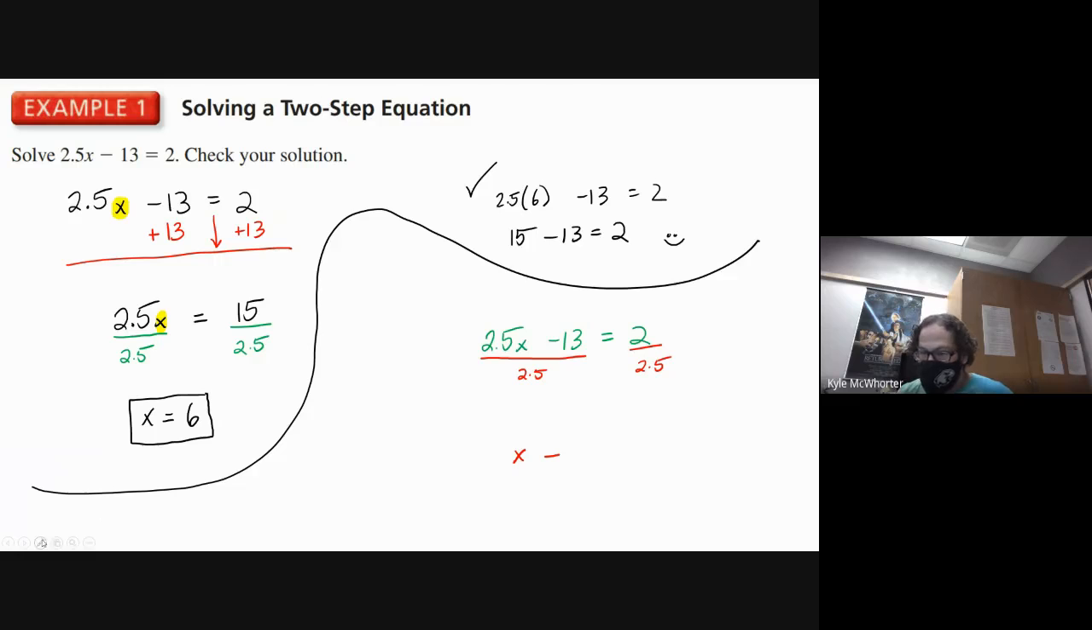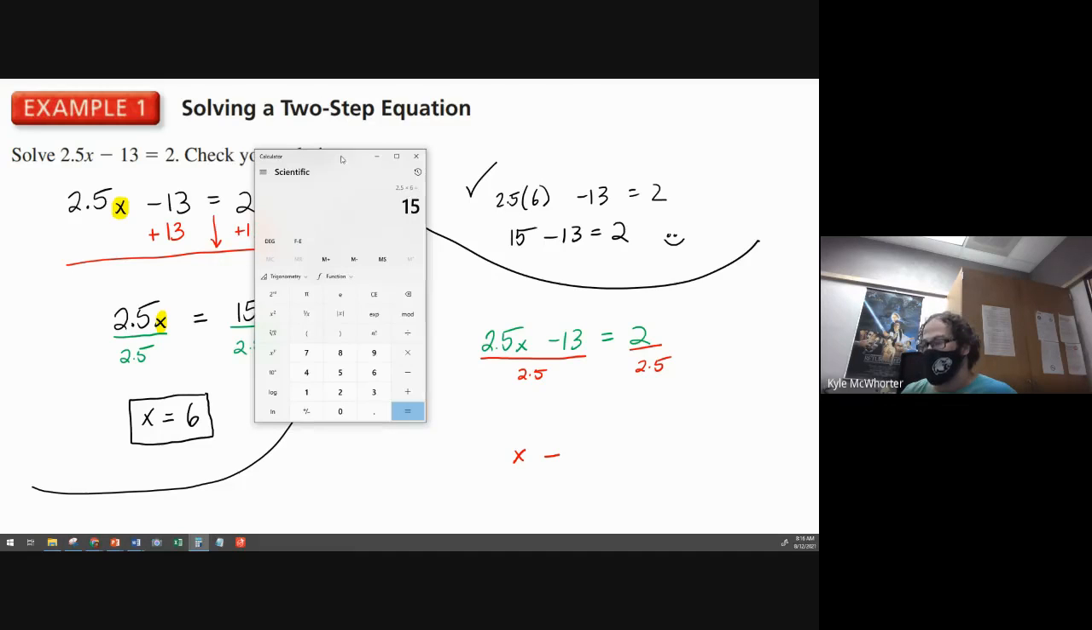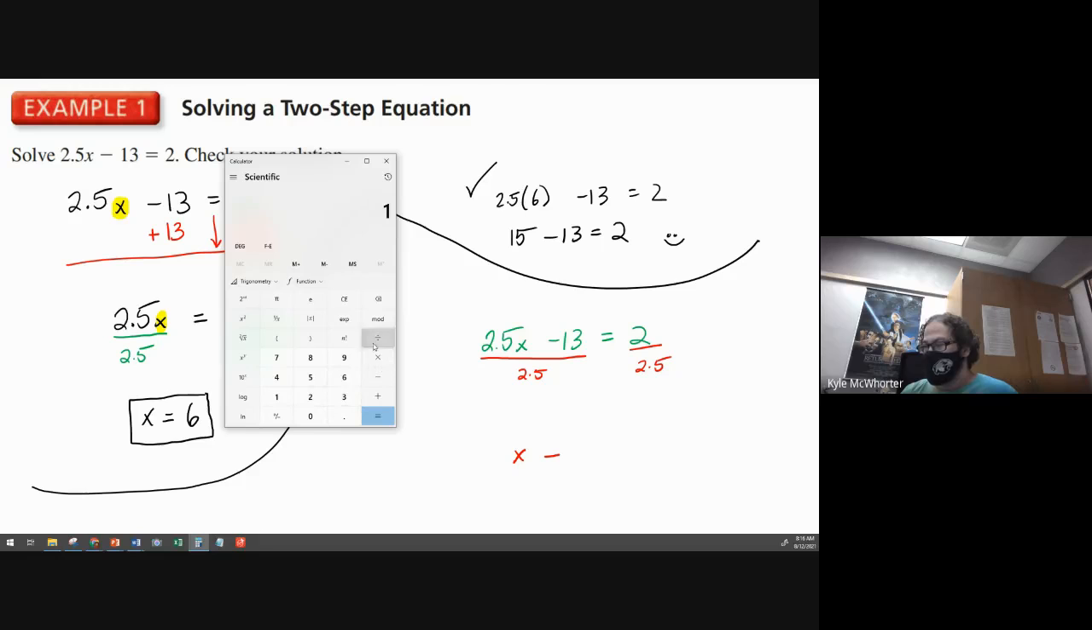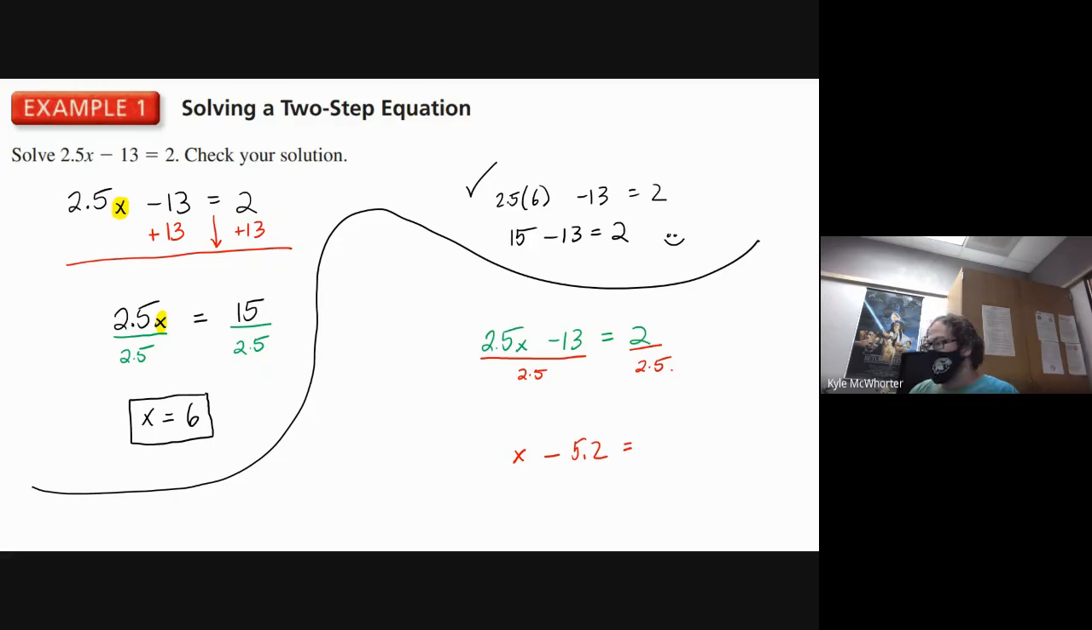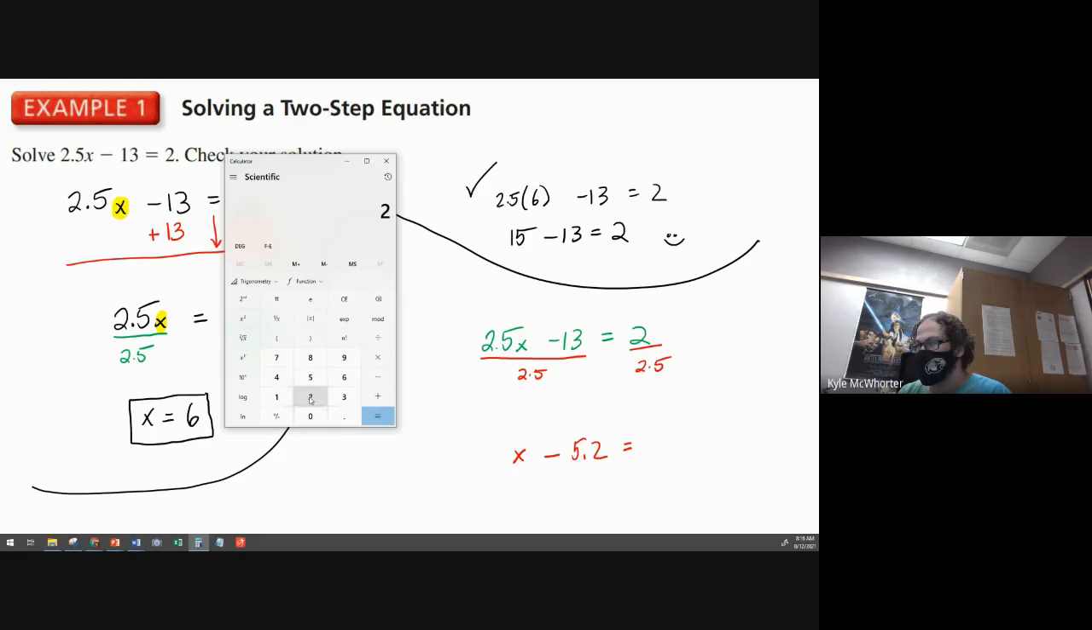So 13 divided by 2.5. Let's see how much harder it makes it when we do it backwards. 13 divided by 2.5, so that's 5.2. And then 2 divided by 2.5. See how this is more work? Because what really happens is you end up getting fractions over here a lot, or you get all these wacky decimals, right? So 0.8.